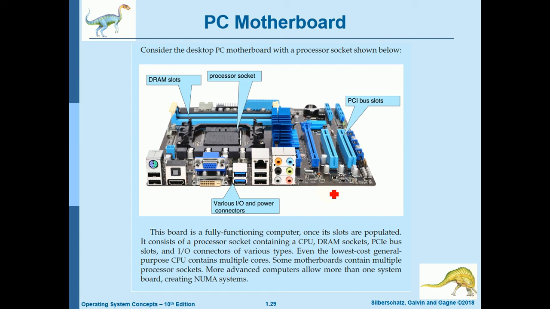Even the lowest cost general purpose CPU contains multiple cores. Some motherboards contain multiple processor sockets, so that's why a multiprocessing system depends on whether the motherboard can accommodate two or more processors physically. More advanced computers allow more than one system board, creating NUMA systems, or non-uniform memory access systems.